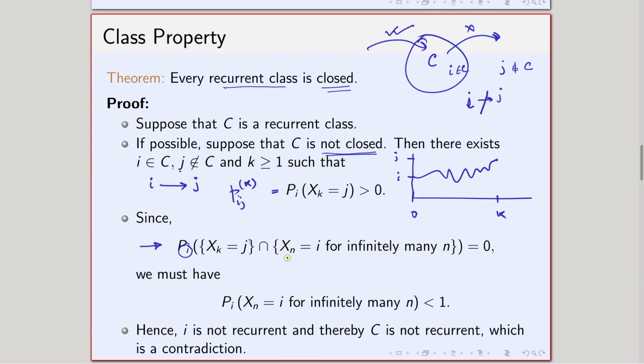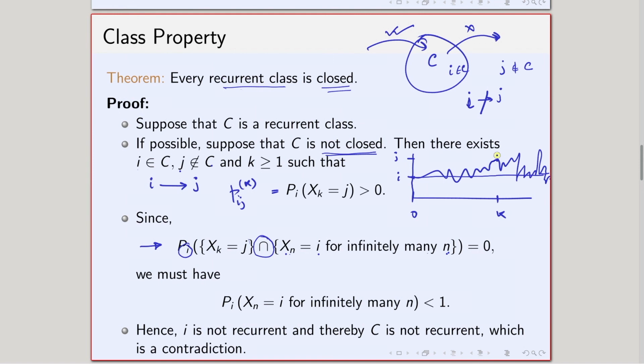Now what does this mean? This means that X_n equals I for infinitely many n. Notice that this is an intersection. So I just move like that and finally reach here. Notice that I can reach I several times, and from here again it moves on like this and comes back to I again and again. I am talking about this.